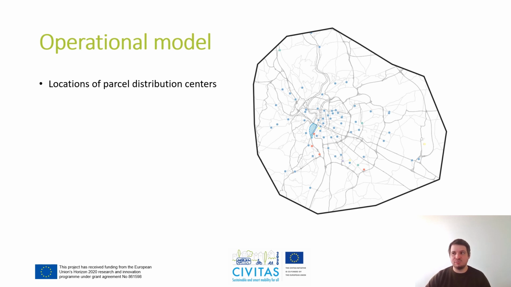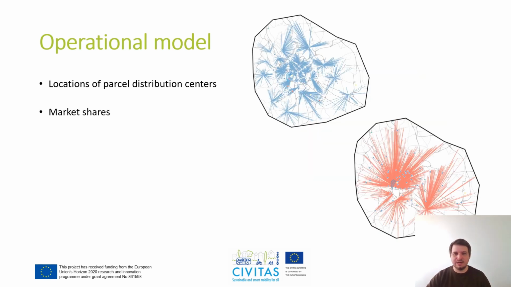The second big component of our digital twin is the operational model, where we first have used open data to identify all the distribution centers of parcel operators that are active around Lyon. Second, we have performed analysis on the market shares of all the parcel operators in the area, which allowed us to select each parcel and decide based on the market share from which operator it needs to be delivered. And then we were identifying the closest distribution center of each parcel's operator, which you can see here on the right.